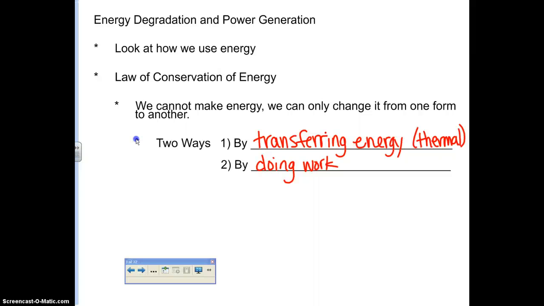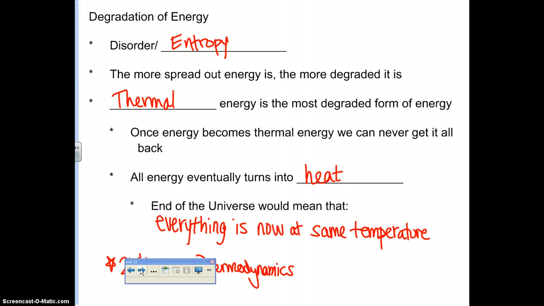So by transferring energy and by doing work, we are using energy degradation, which is pretty much the basis of the second law of thermodynamics, which leads us to this idea of entropy, chaos, disorder. It also has to deal with temperature, increases in temperature. Going back to that first slide, you have KE, you also have it directly related to temperature. So the more spread out energy is, the more degraded it is. Therefore, thermal energy is the most degraded form of energy. That's good to know there.